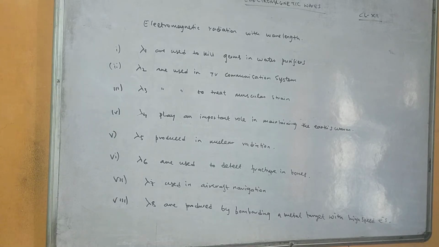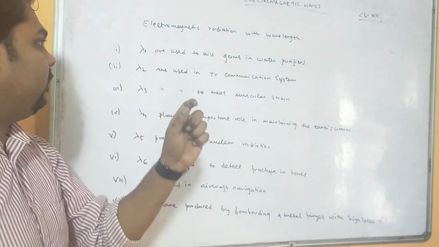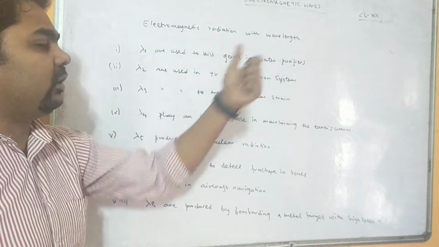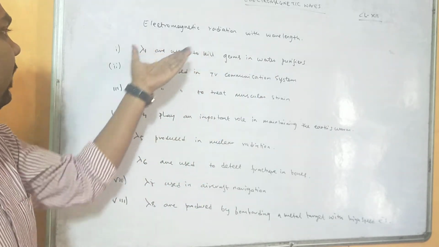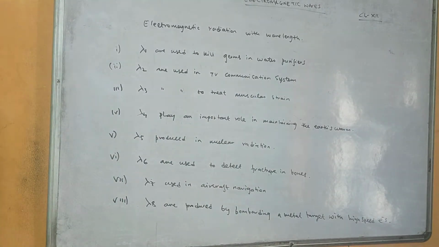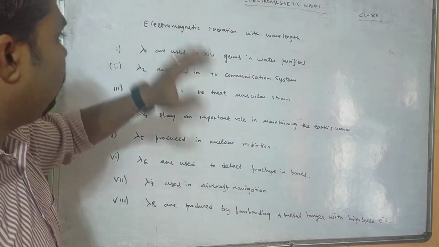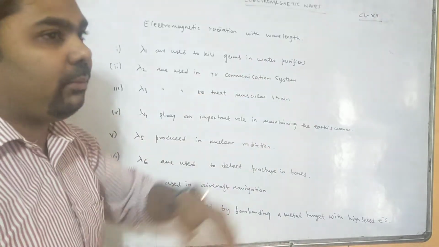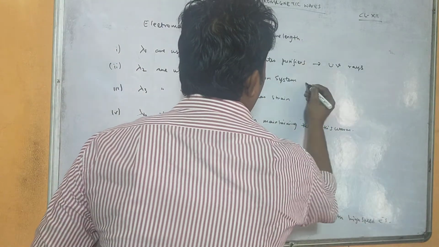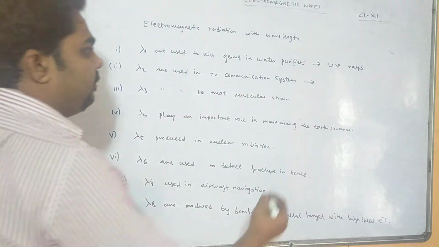So this type of question comes, right? Electromagnetic radiation with the wavelength. Now tell me, what is that electromagnetic radiation that is used to kill germs in a water purifier? What is that electromagnetic radiation that is used in TV communication? Okay, so you see, the electromagnetic radiation which is used to kill the germs in a water purifier, that is UV rays. The radiation which is used in TV communication, that is microwaves.